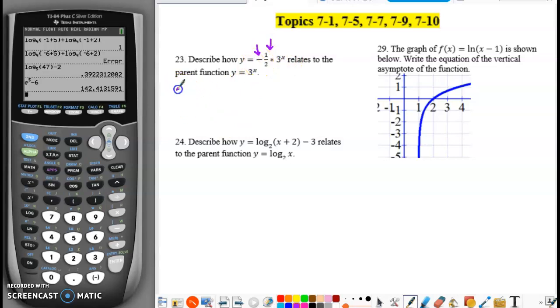So that negative means I am going to reflect across the x-axis. We always reflect across the x-axis, not the y in this class. And then that 1/2 is a vertical compression by 1/2. Remember, stretches are when your a value, this number in front, is greater than 1. And a compression is when that number is between 0 and 1, like 1/2.